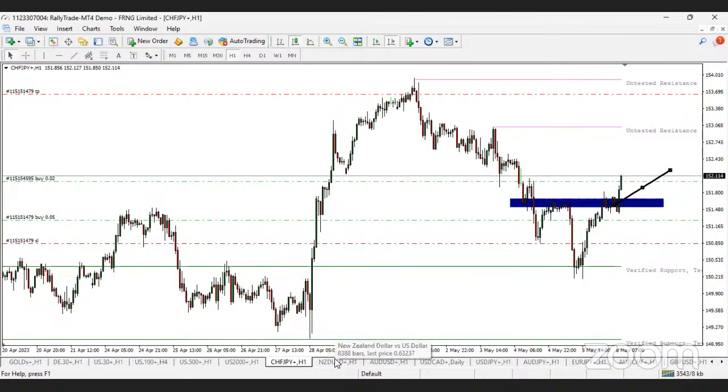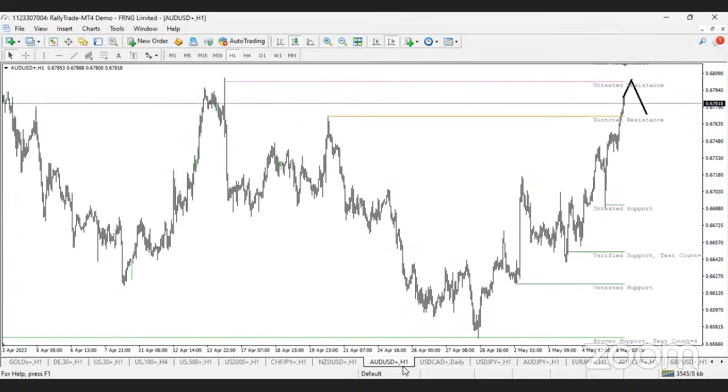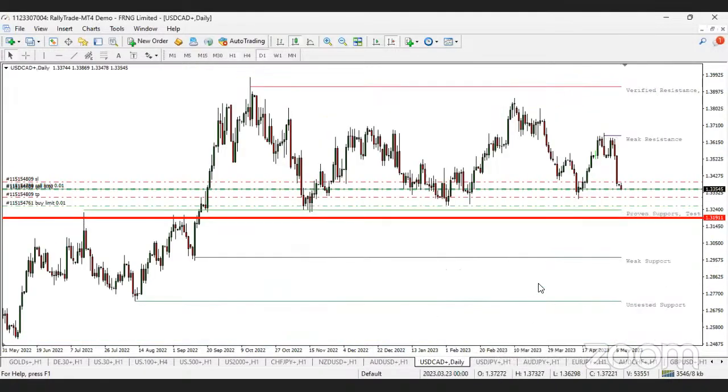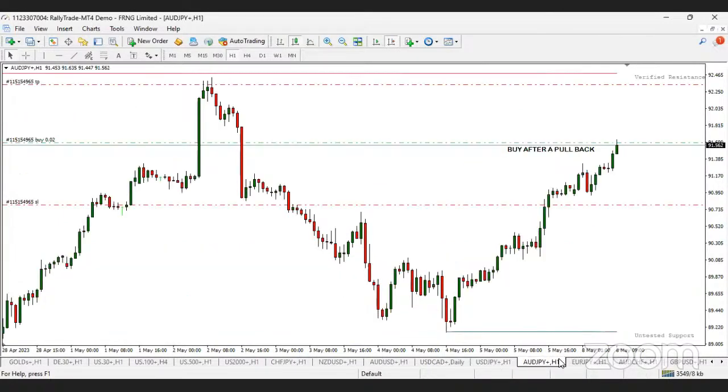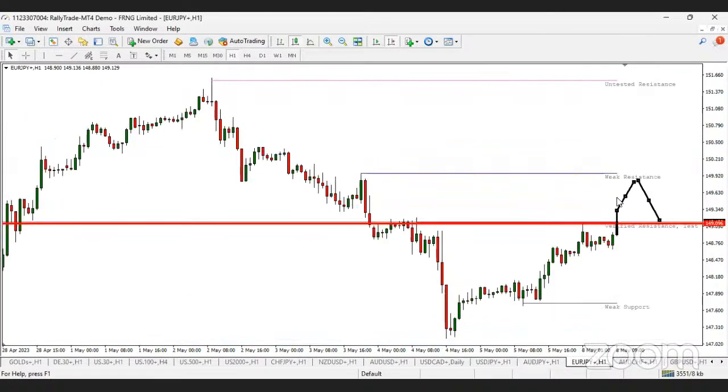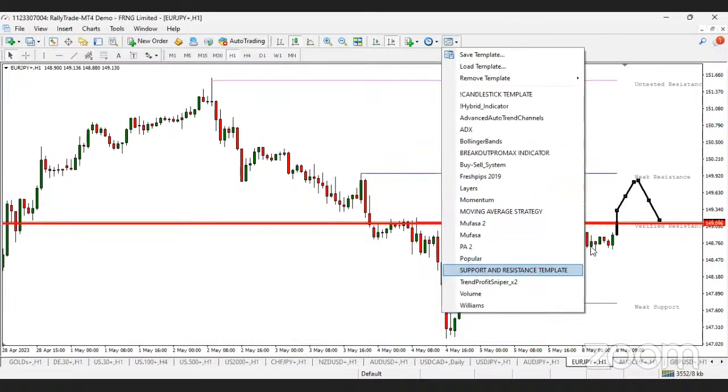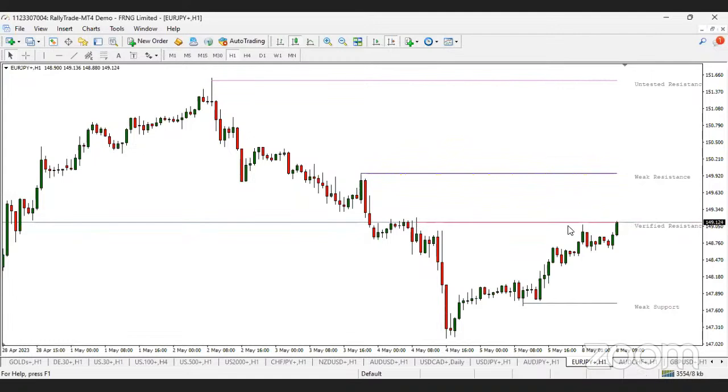Our CHF JPY is doing well. Then USD JPY is also doing well. Yes, Euro JPY is waiting to break that resistance.